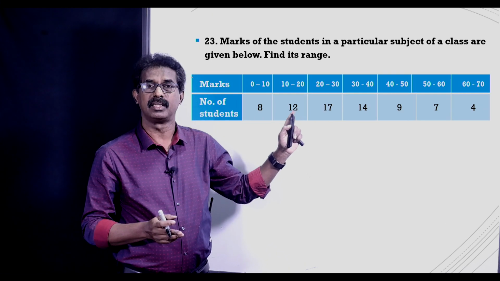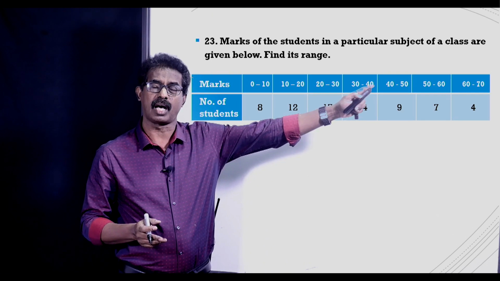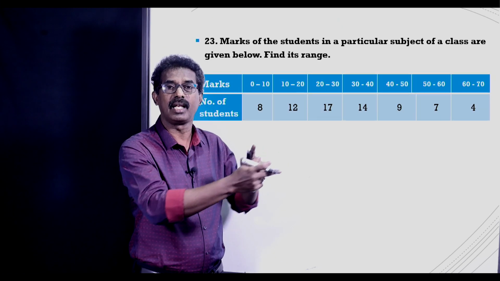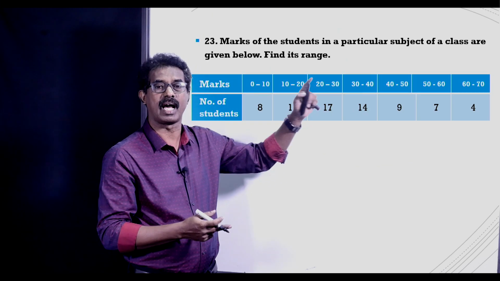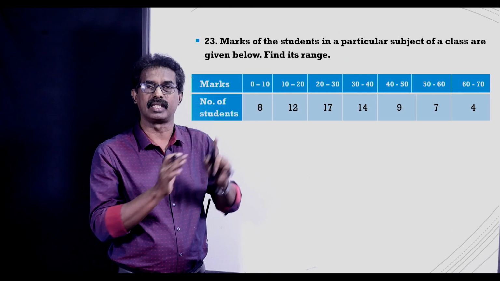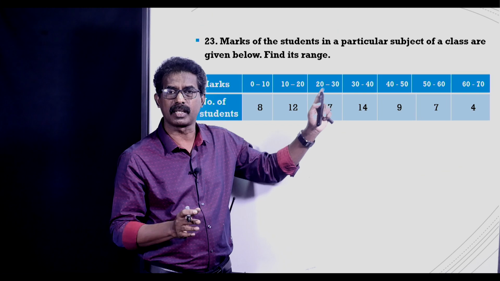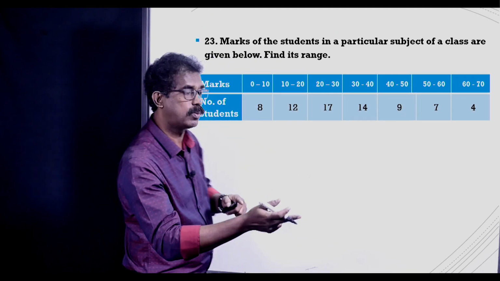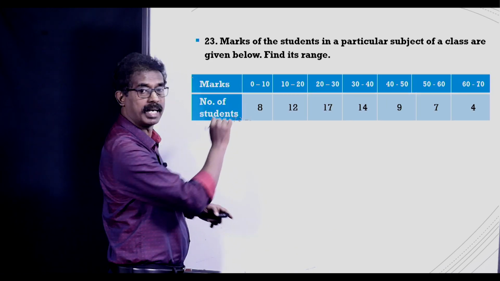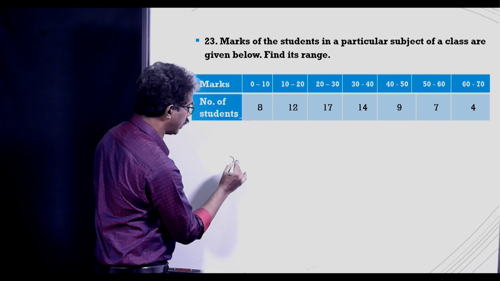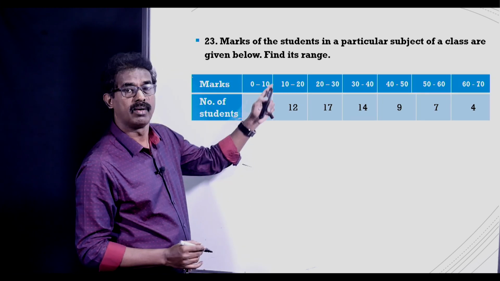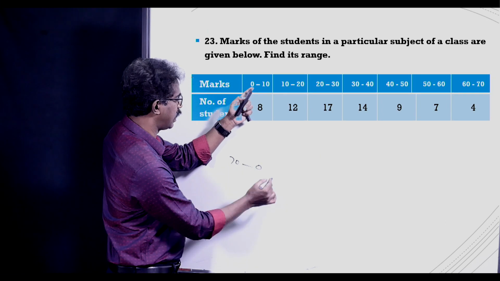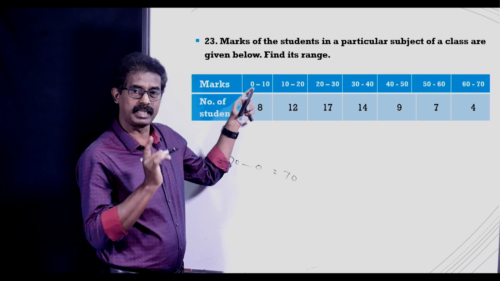Here the method is, you check the last interval. Take the upper limit of the last one and the lower limit of the first one, and you have to subtract. Last one's upper limit. The last one is what? 60 to 70. The upper limit is what? 70. Upper limit 70 minus the lower limit of the first. First one is what? 0 to 10. What's the lower limit? 0. So 70 minus 0. So the answer is what? 70. But one thing I want to tell you.